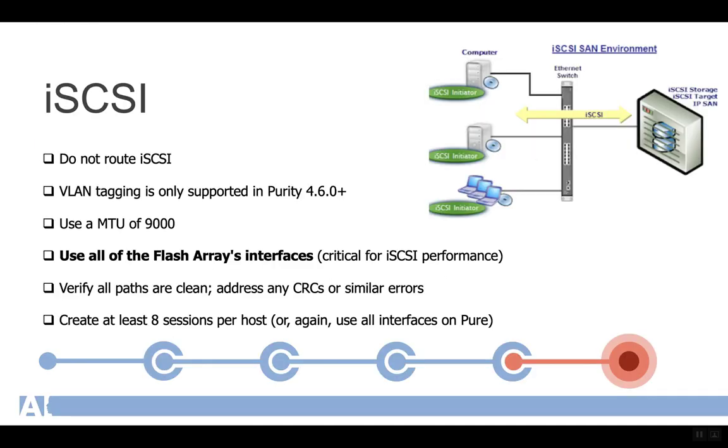And if you're using iSCSI, then do not route it, and VLAN tagging is only supported in Pure 4.6.0 plus, so go for that. Use an MTU of 9000. Use all of the flash array's interfaces. Please try to do this. It's very critical for iSCSI performance. Verify all the paths are clean. Address any CRCs or similar errors as told in the earlier slide. Create at least 8 sessions per host, or use all the given interfaces.